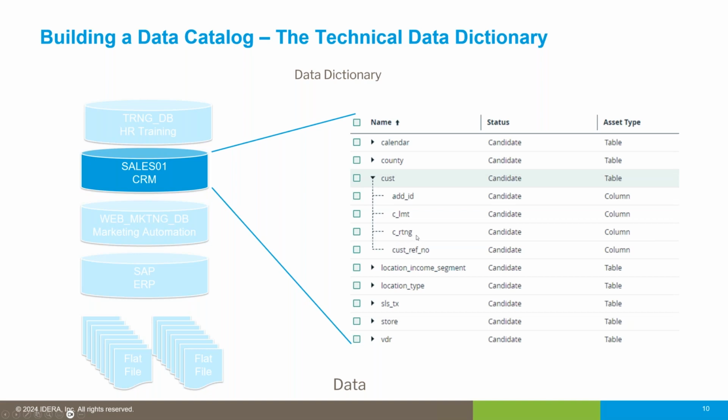C_RTNG, what could that be? Don't really know. Now, some data governance tools and cataloging tools will advertise AIs that will look at the actual data, will look at the metadata and give you a clue. Some of these might be quite difficult.